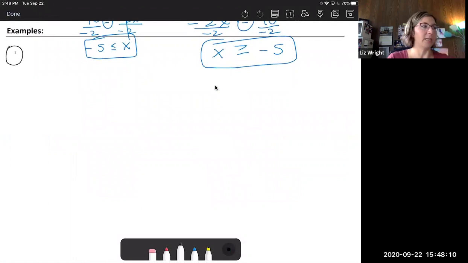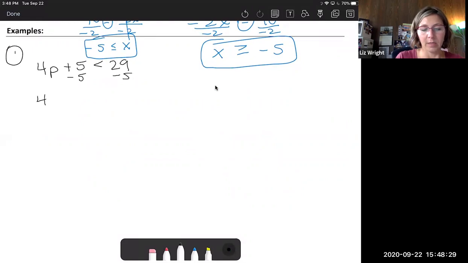So our examples here. First one is going to be easy peasy, lemon squeezy. We're going to do our warm-up lap around the track with this one. 4p plus 5 is less than 29. Ready, set, go. Solve it. So we're going to subtract 5 from both sides. We're going to have 4p is less than 24. Now we're ready to divide both sides by 4. And p is less than 6.